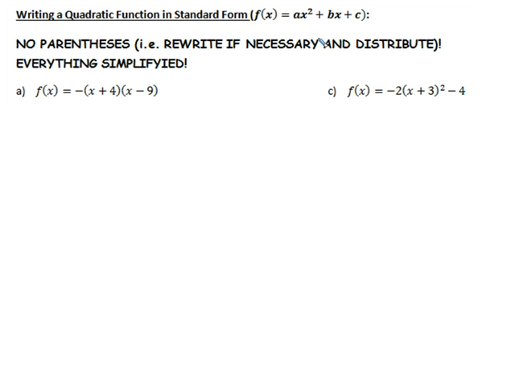Okay, graphing quadratics, hopefully it's going great. We'll spend a little bit more time next class actually graphing some of these, and then we'll come back and watch how we can transform these different intercept and vertex form equations into standard form, the ax squared plus bx plus c. So we'll do that next video.